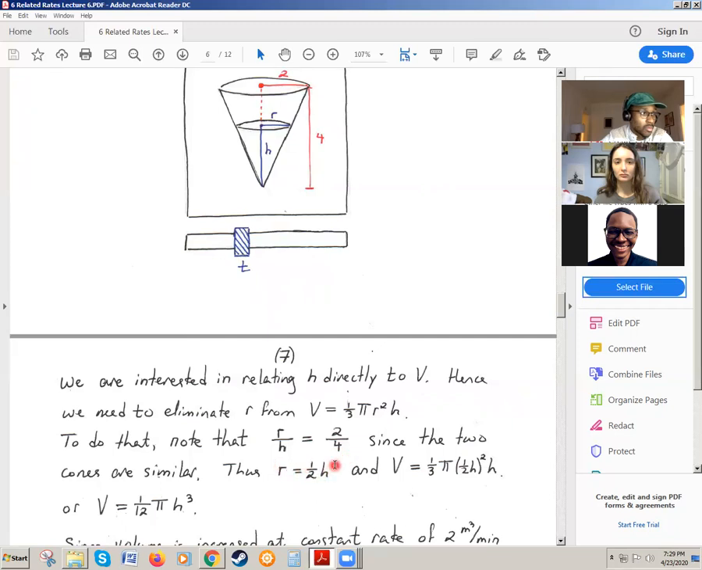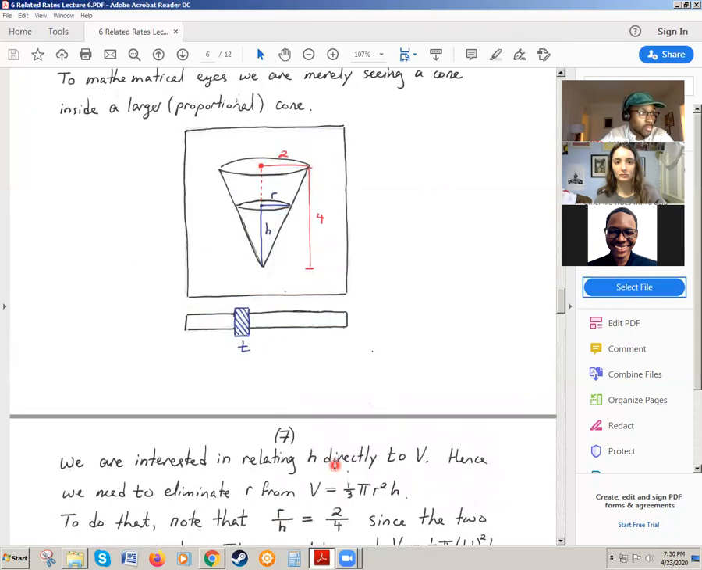Yes, I'm sorry, what were you saying? And the length on the top also will be half because it's proportional. Exactly. It is proportional throughout the whole cone.